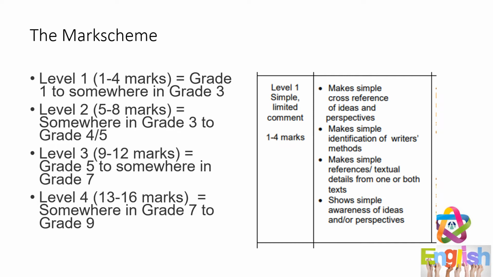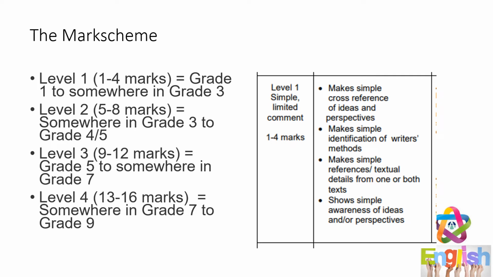Level 1 responses will make simple identification of methods. So you will have to, even at the bottom level, pick out some methods. At level 2, responses have some comment on the methods. Level 3 responses will have a clear explanation of the methods. So you will very much be saying the writer uses this technique and this technique makes me think the writer believes this, or the writer thinks that, or the writer feels this. Level 4 responses will analyse very much how the writer has deliberately used those methods, but the key to this is you must mention methods.